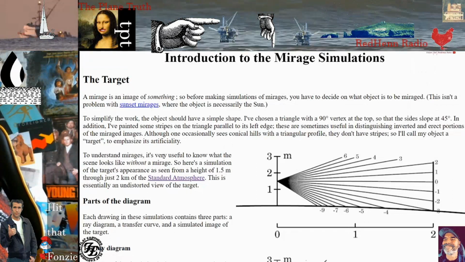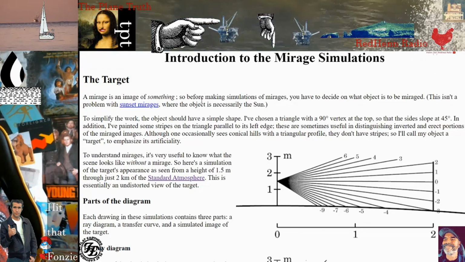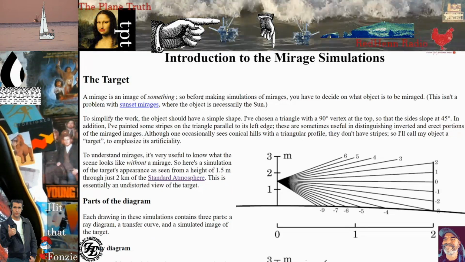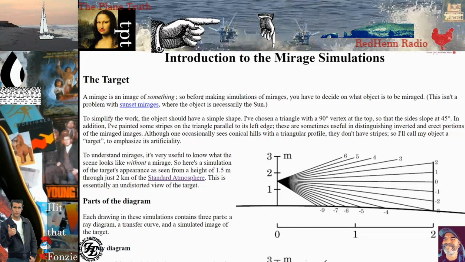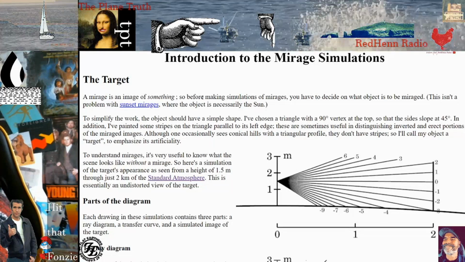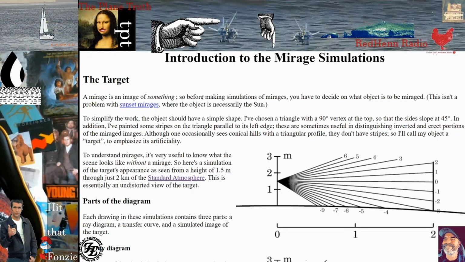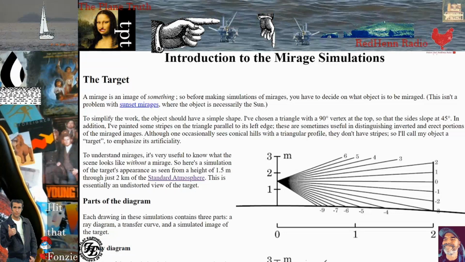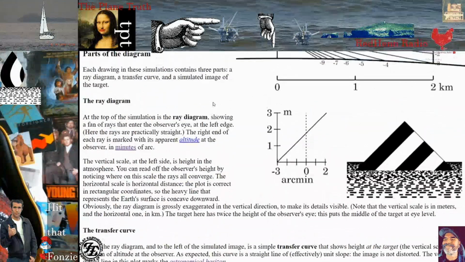Okay, here we go. This is from Andrew Thomas Young's SDSU Refraction Magnum Opus. Introduction to Mirage Simulations. A mirage is an image of something. So, before making simulations of mirages, you have to decide on what object is to be miraged. To simplify the work, the object should have a simple shape. So I chose a 90-degree triangle so that the sides slope at 45 degrees. In addition, I've painted some stripes on it.